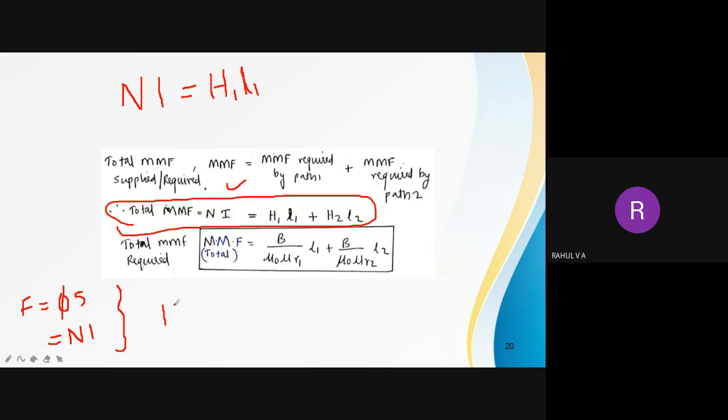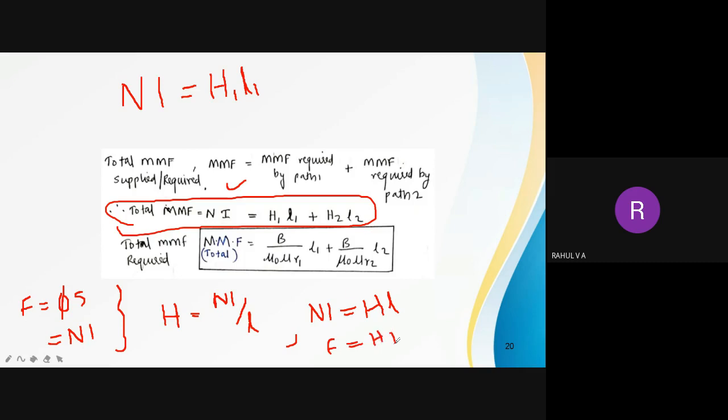We were discussing this when we were discussing magnetic field strength. That is NI, MMF per unit length. That was actually the definition of magnetic field strength: MMF per unit length. So it is MMF, N into I, divided by unit length, divided by L. So NI divided by L. From this we can write MMF, NI, is equal to H into L. So we got another formula for MMF, that is H into L. So F is equal to H into L.